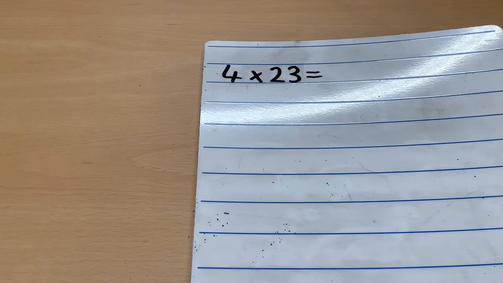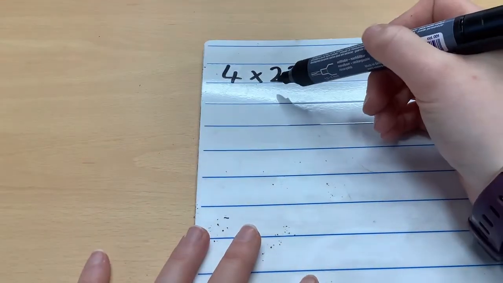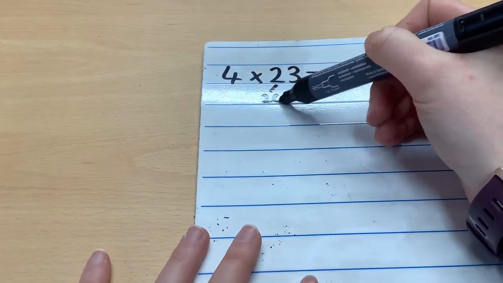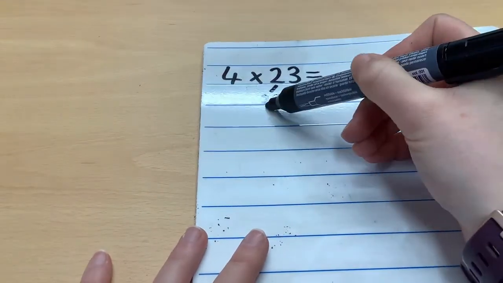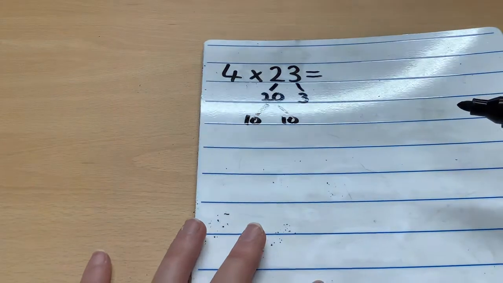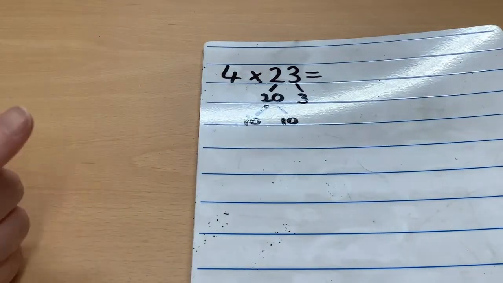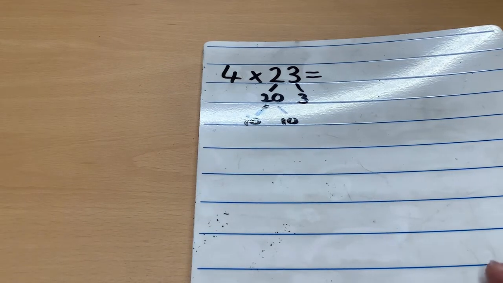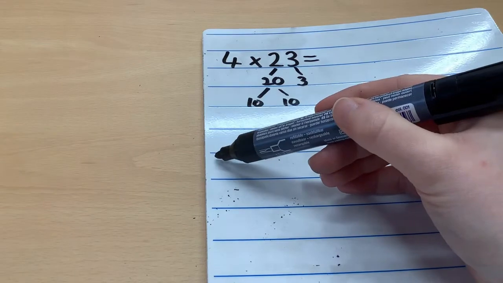As a challenge, I'm going to show you 4 multiplied by 23. Now this is harder because you've got more than one 10, but we're going to split the 23 into its 10s and its 1s like we have done before. But I'm going to split that 20 into 10 and 10. You might feel confident doing 4 multiplied by 20, but I know that lots of you know 4 multiplied by 10, so I think that will be easier for you. Let me show you how to work it out.